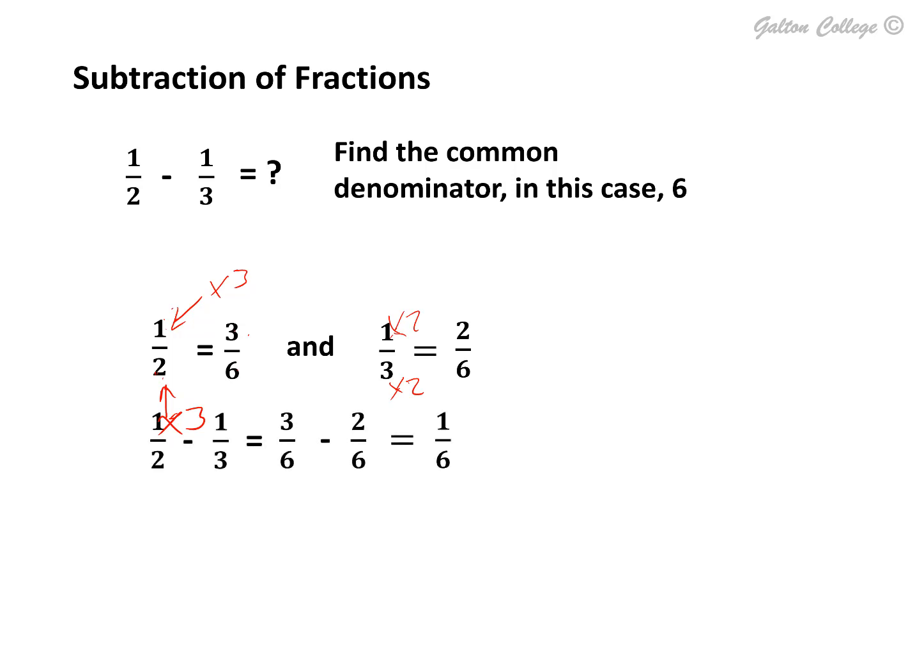So we can now rewrite it. We can rewrite it now as a half minus 1/3, which is our original here. Half minus 1/3 is the same as 3/6 minus 2/6. Well, leave the denominators alone. Subtract 2 from 3 is 1. So the answer is 1/6. And that's how we subtract fractions.